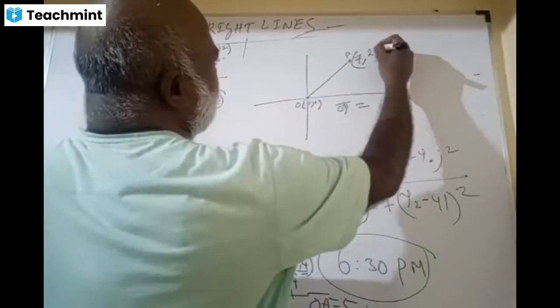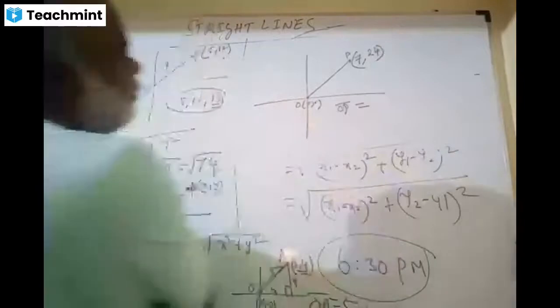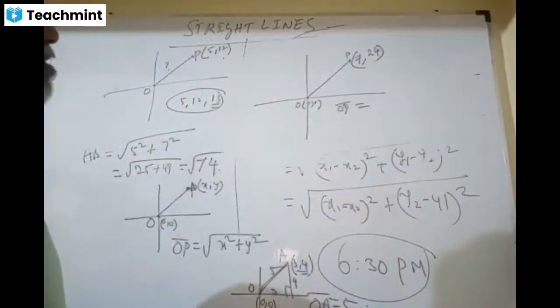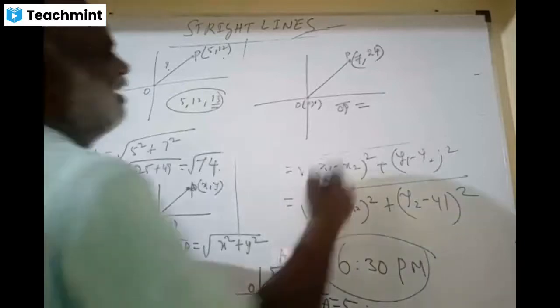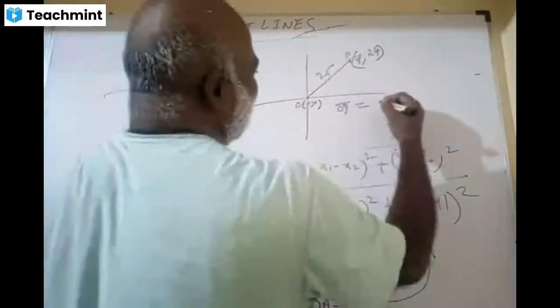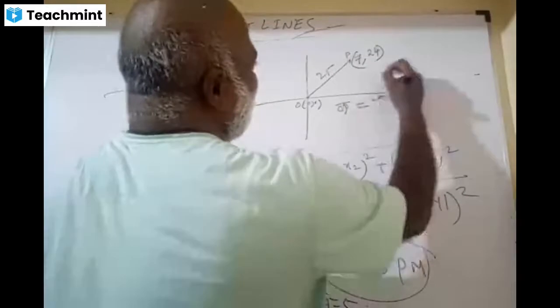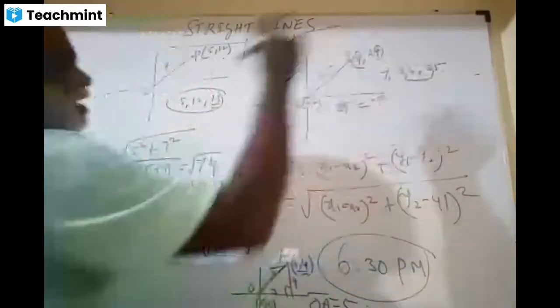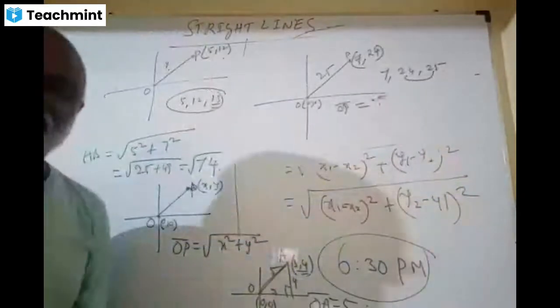What the hell am I doing? Yeah, 7, 24, mark. 25, sir. 25. Brilliant, sir. 7, 24, 25 is a Pythagorean triplet. 25 squared plus 24 squared is 49, root is 7.